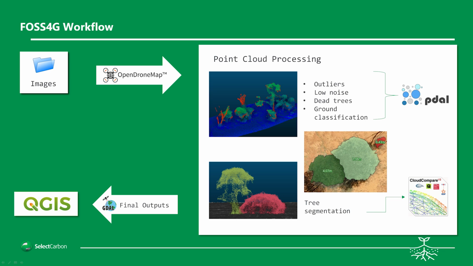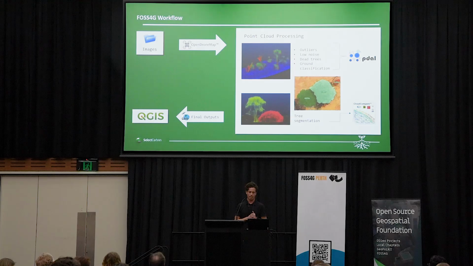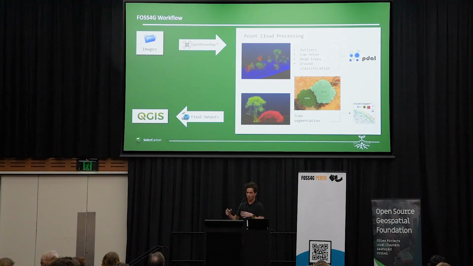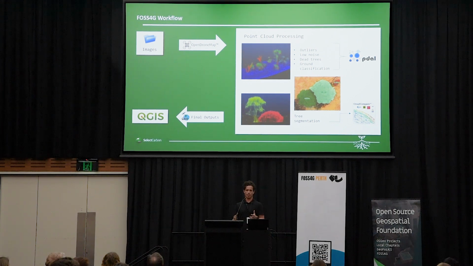Dead trees, quite often dead trees can lead to overestimating heights if there's a smaller tree growing around its base. So we've developed another workflow that identifies those sort of bare branches that stick up and gets rid of them. And all of that's done with PDAL, the point data abstraction library. And then once that's done, the ground classification, so separate the ground from the vegetation, then we can estimate tree heights.